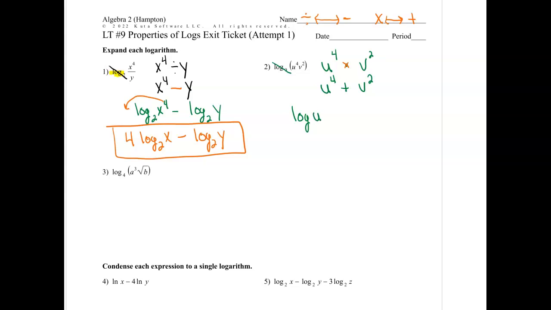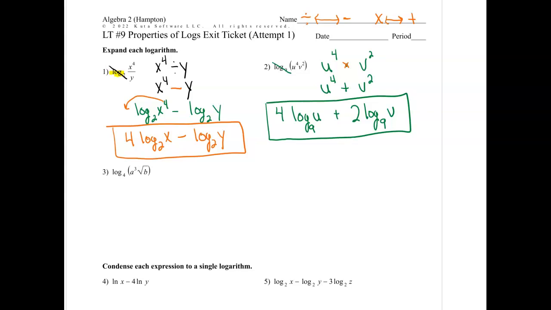But this time, instead of putting the 4 as an exponent, I'm going to go ahead and just move it to the front. Oops, I forgot my little base 9. And then in the other one, log with my little base 9 with the v, and then the 2 will move to the front of that log, and now I've expanded this.